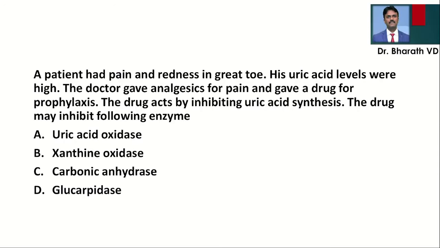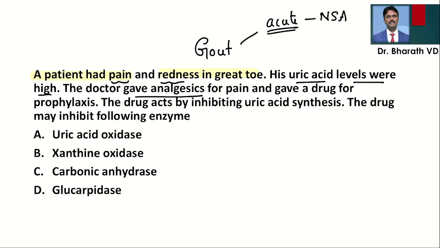Moving on to the next question. A patient had pain and redness in grade 2. Whenever you read this line, pain and redness in grade 2, the first common problem that comes to your mind is gout. His uric acid levels are high and the doctor gave an analgesic. Whenever a patient comes to the hospital with pain, we call it acute gout, and the drug of choice is NSAIDs. So the doctor has given an NSAID. Tell me which NSAID I should not give in acute gout.